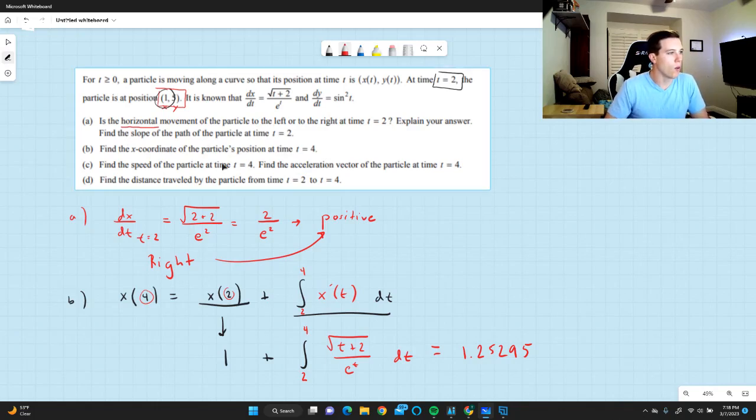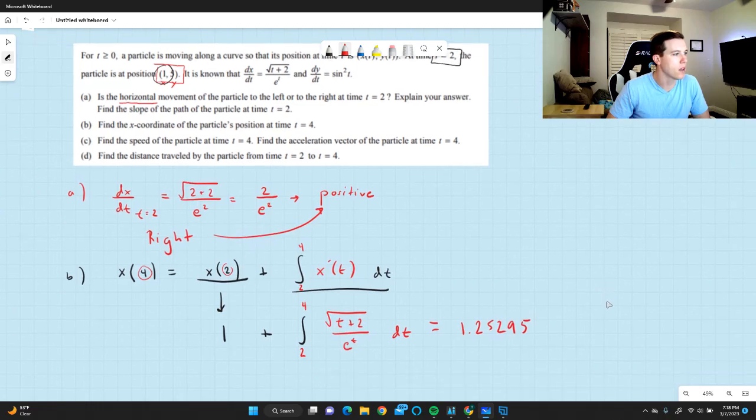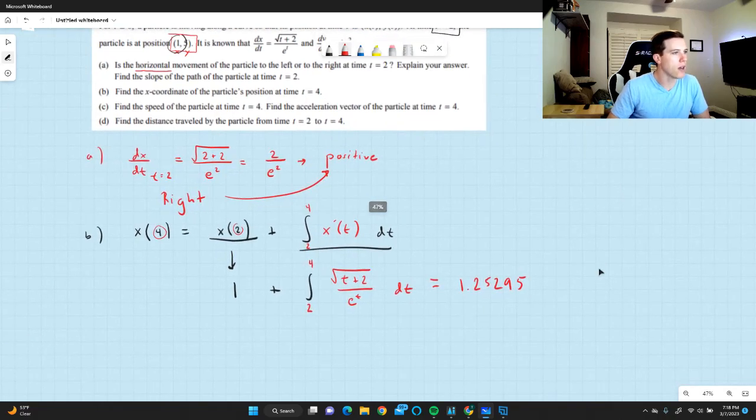If we wanted to find the y position, we would do the same thing. We'd use y of 2 in the y accumulation, but we only wanted x in this problem. Find the speed. Okay, so speed we just did in the last problem.